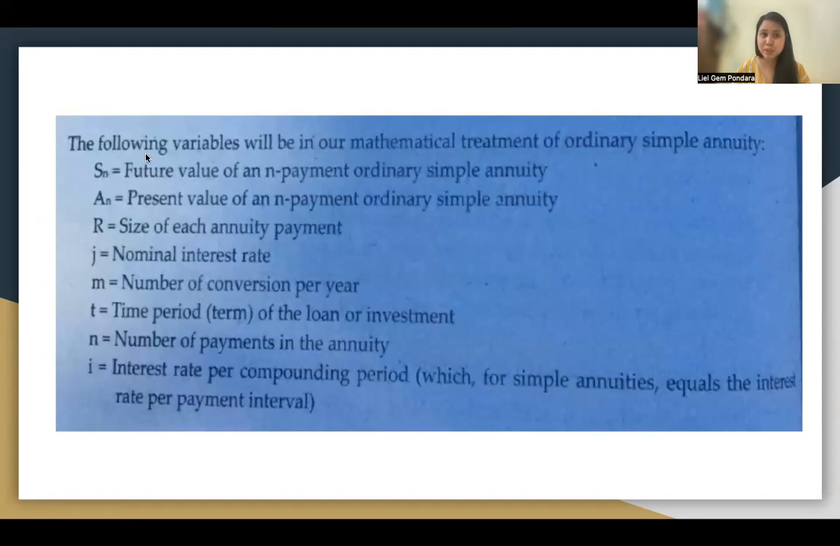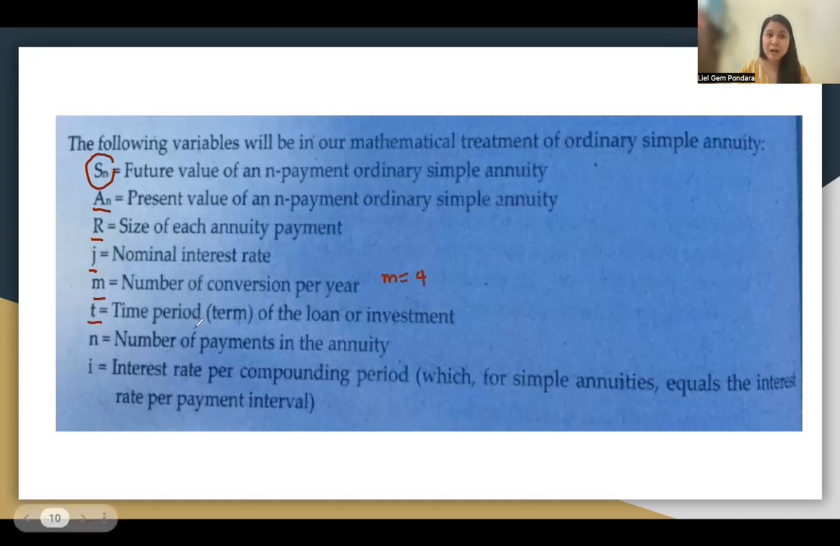Here are some symbols to remember. S of n means future value. A of n means the present value. R is the size of each annuity payment, or how much are you paying per term, per period? That's your R. J, remember last time, it's the nominal interest rate. M is a number of conversion per year. So for example, if it's compounded quarterly, then our M is equal to 4.